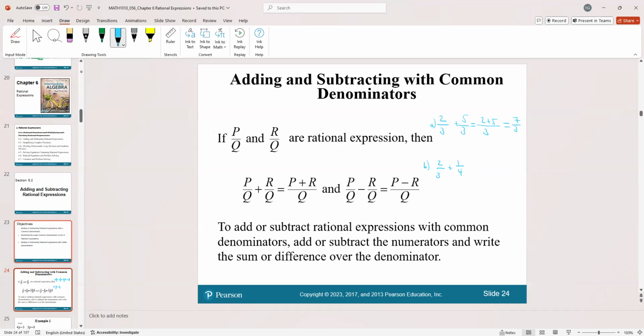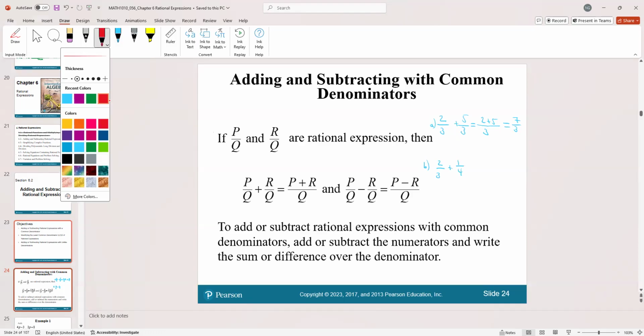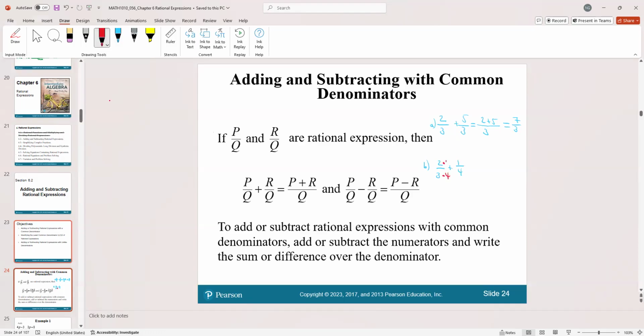By what should I multiply 3 to obtain 12? Yes, I can multiply 3 by 4 to obtain 12. Whatever you do with the bottom, you do with the top. By what can I multiply 4 to obtain 12? 3, and whatever you do with the bottom, you also do with the top. So you end up having 2 times 4 is 8 over 12, and 1 times 3 is 3 over 12. Now, you see, same denominator: you add the numerators and keep the denominator as is. That gives you 11 over 12. That would be when you add fractions containing real numbers.